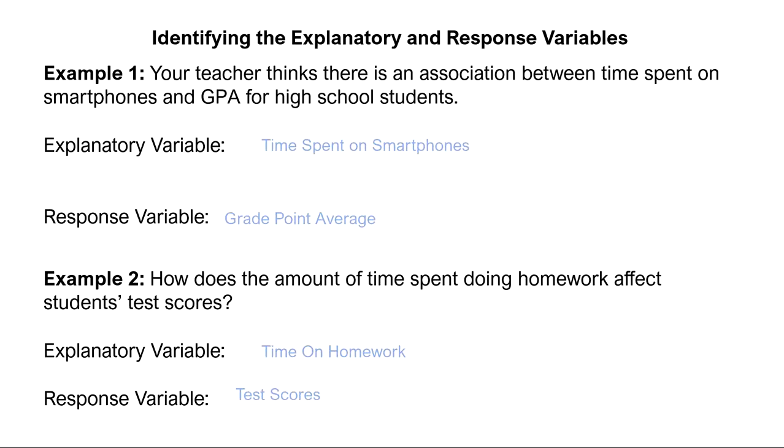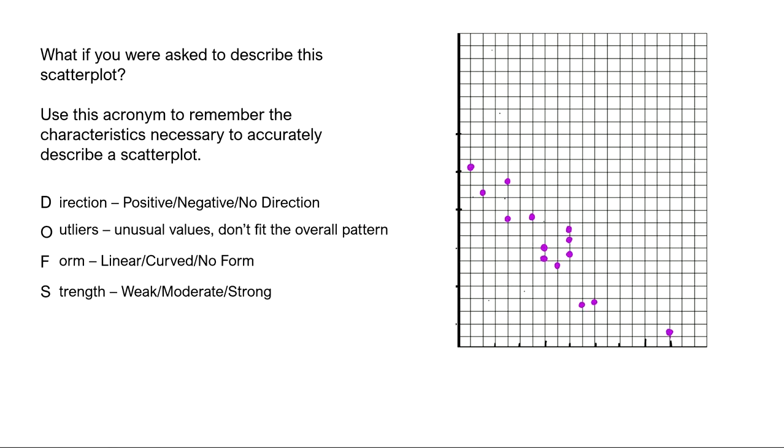The test score isn't going to predict how much time you do on homework. So then what we want to do is describe our variables. I know we covered this before. We want to describe our scatter plots that we're going to create from all our data, and we're going to use this acronym, DOFS.